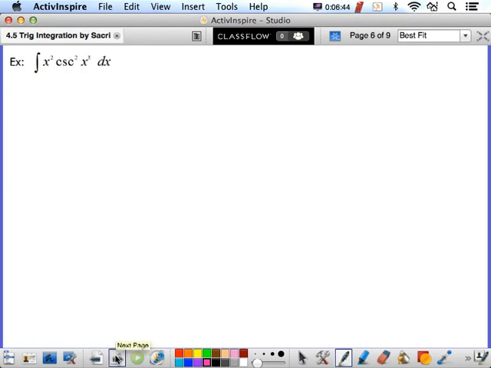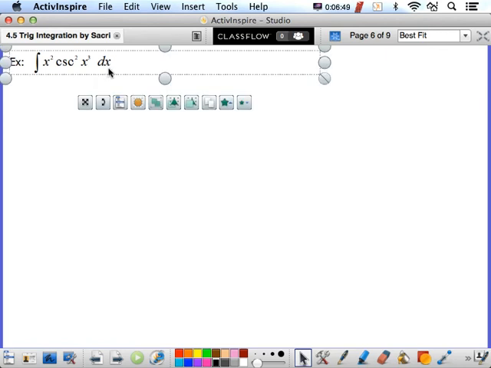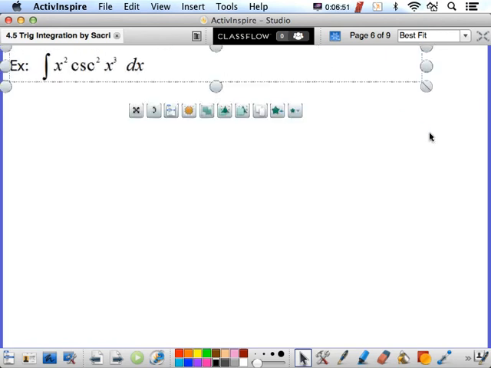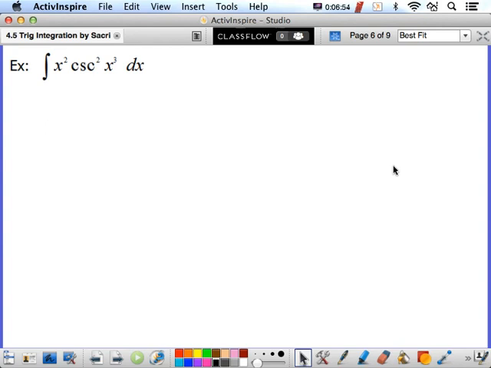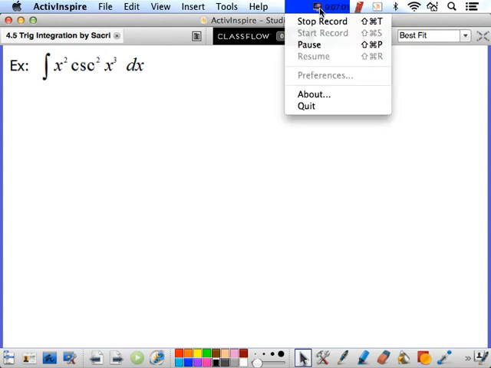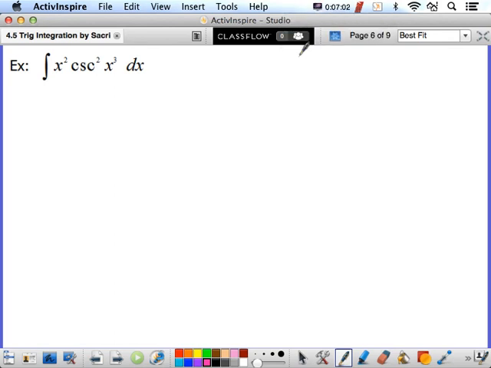This one is the integral of x squared cosecant squared of x cubed. So I'll give you a minute to decide, is this a trig problem or is it not a trig problem? Trig. It's a trig problem. It's not a power rule problem. We know that because if you look at the only trig function we have, it is a cosecant squared, and that is one of the original 6. So the question becomes, what's up with that x squared?